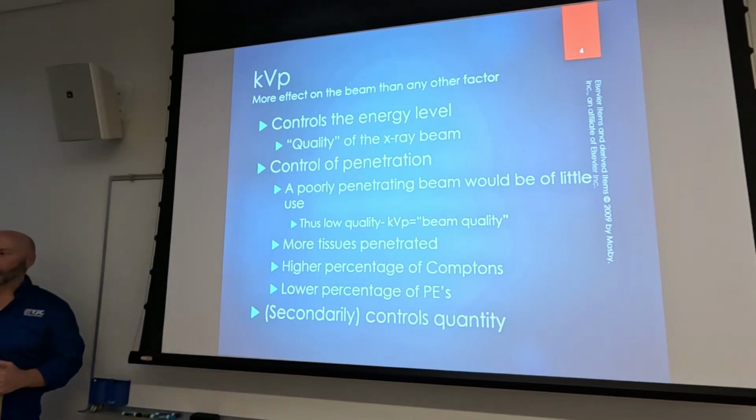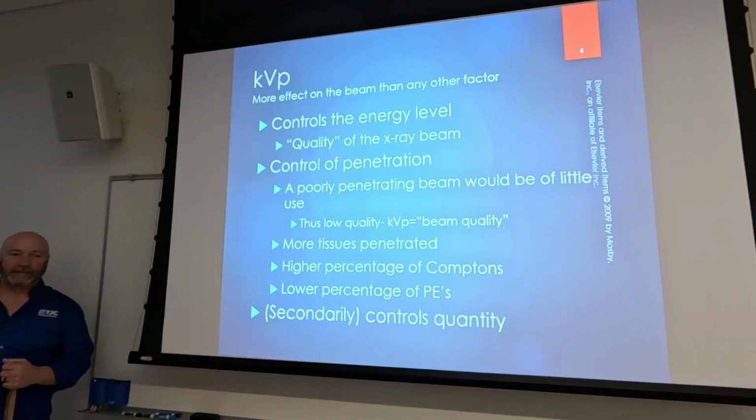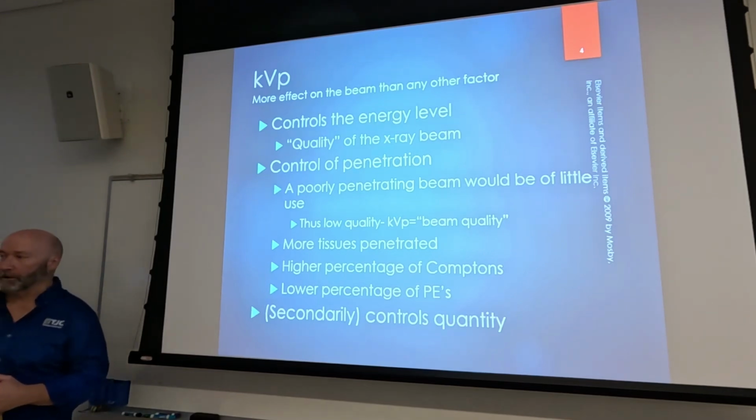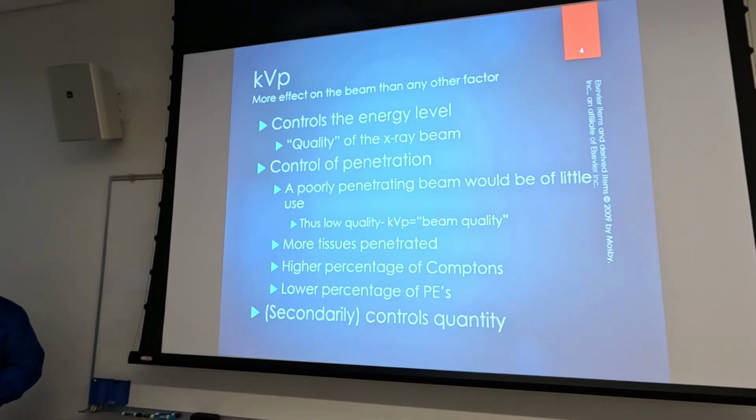So it controls quality of the X-ray beam, and the reason we say it controls the quality is because penetration is quality. If the X-ray beam doesn't penetrate anything, then it's of no use to us. It's poor quality. We can't make an X-ray. Right? So we have to have some sort of penetration. So kVp controls the penetration.